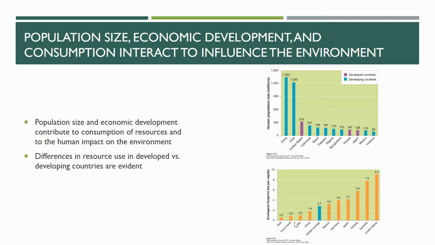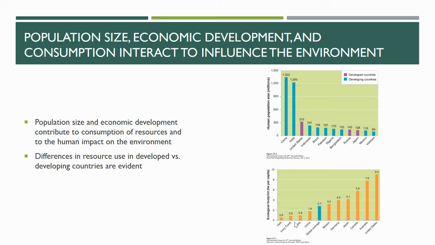So you can see at the time this graph was made, the US had about 315 million people. And then China and India are just way, way, way above the rest when it comes to sheer population size. So what we want to do is look at that and compare that to the graph below it, which is the ecological footprint per capita. So the global average is about 2.7, and the United States is 9.